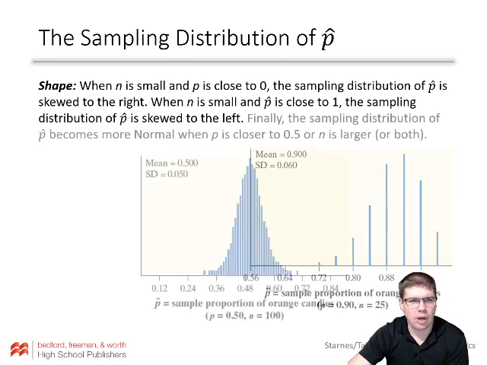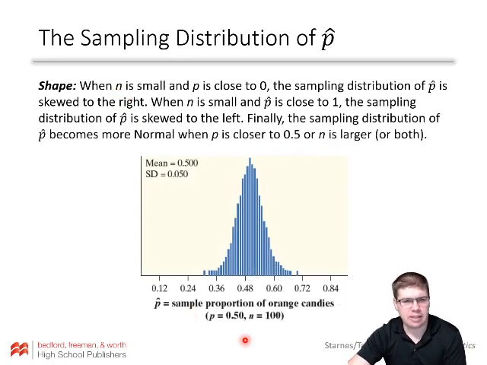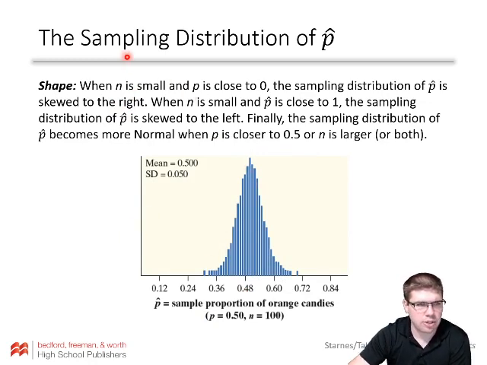If we go, this is, let's see, this is the small picture here, or the wrong picture. When n is small and p is close to 0, let's see.